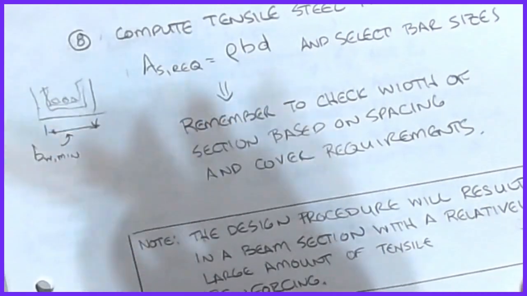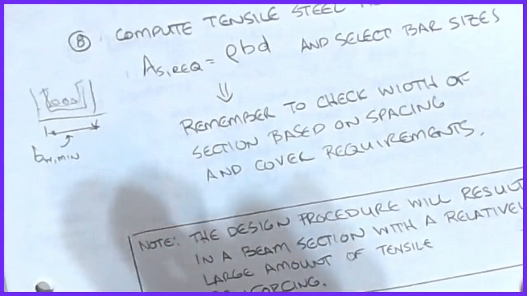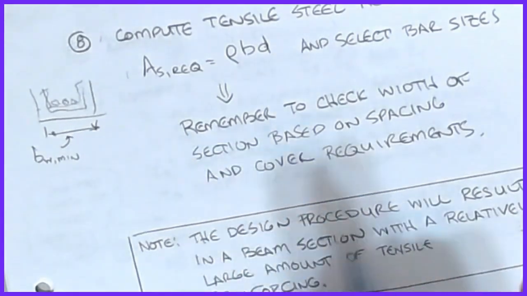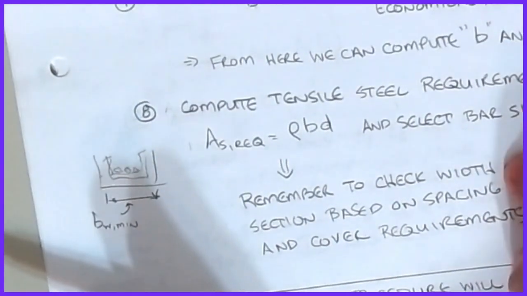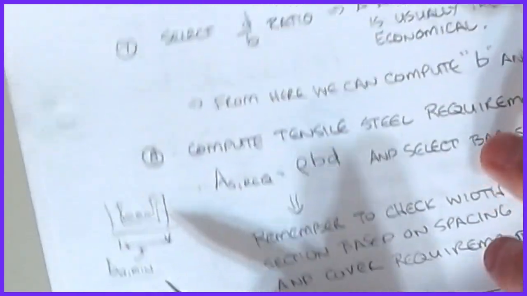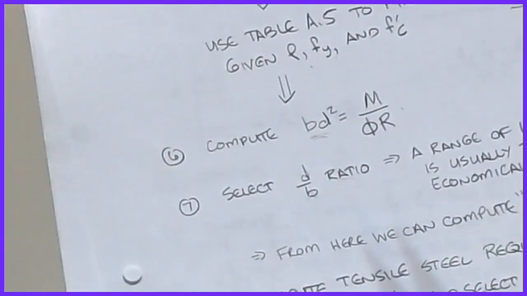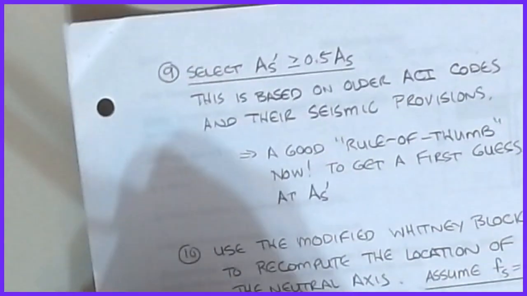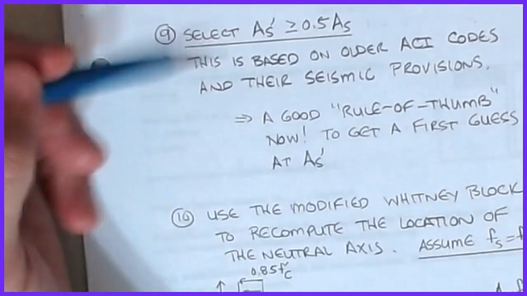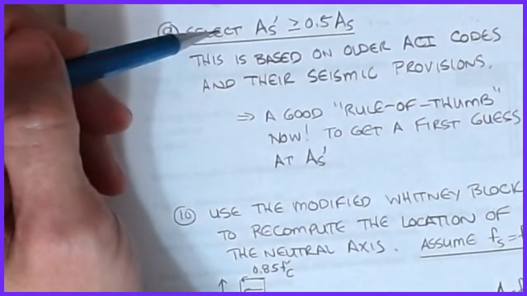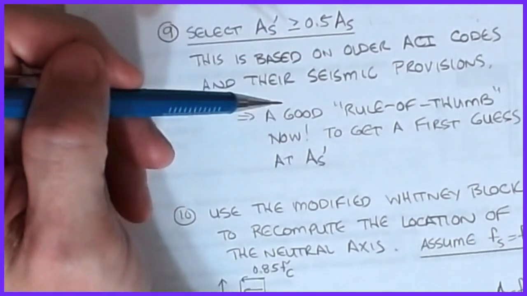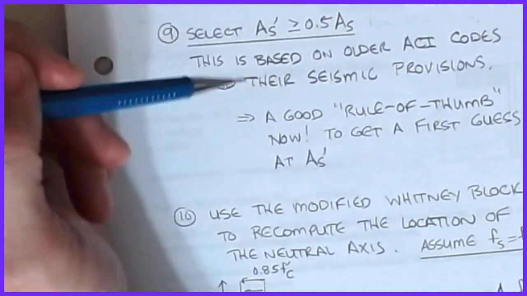Okay. Now, what happens with this methodology is that this design procedure will result in a beam section with a relatively large amount of tensile reinforcing, all right? Because you're not taking advantage of the compressive steel at all. But it is a good start for a design. So what we're going to do then, typically, as a design approach, is I'm just going to assume, and this comes out of those charts that we showed in which they took the compressive reinforcement ratio and set it to half of the tensile ratio.